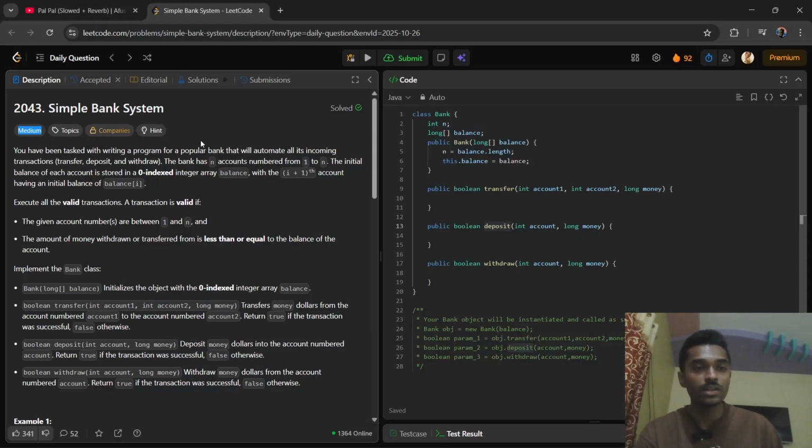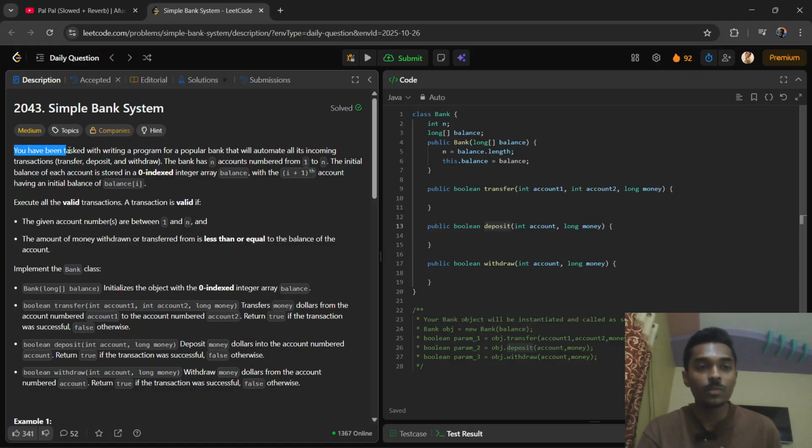Our today's question is simple bank system. This question is very easy, and this type of question is also asked in interviews, so it is actually a very important question. But it is very easy; we just have to do what they are saying. So let's discuss the question.